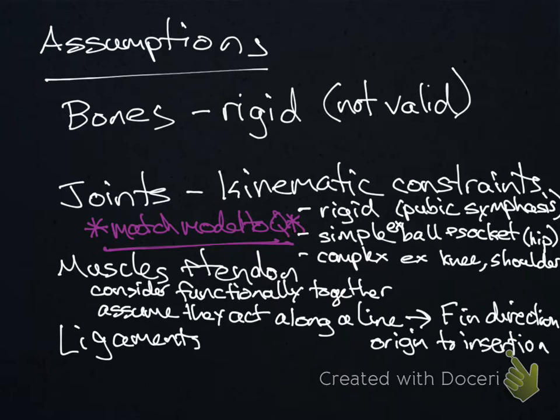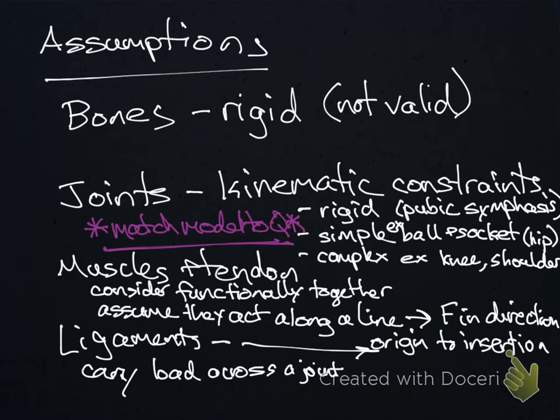Finally, ligaments, again, are going to act along their line from the origin to the insertion, same as that. But their purpose is to carry load across a joint. So they carry load across a joint. So these are our assumptions for our models when we start to talk about using statics and dynamics to apply to the human body.